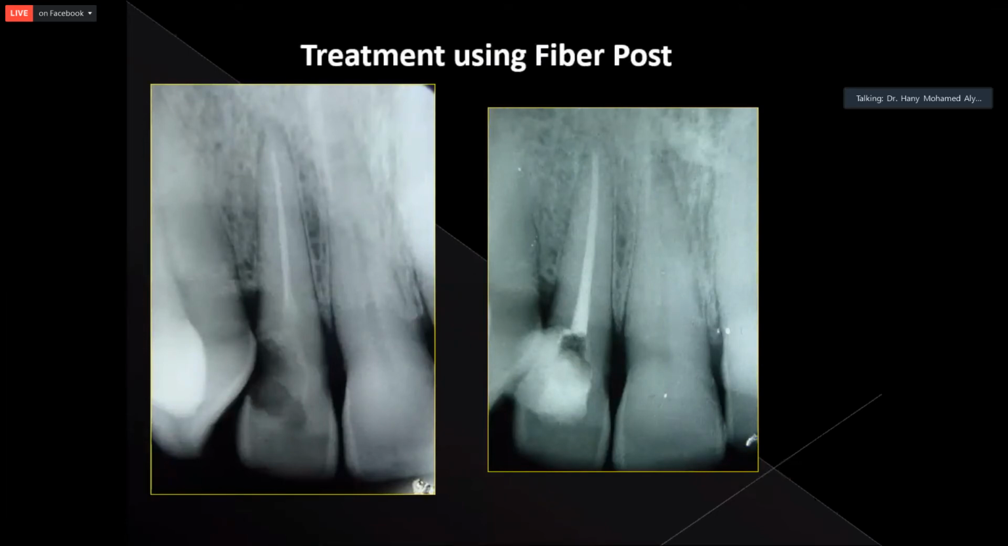This case was my case. This was a maxillary lateral incisor, and then this was a retreatment case, and then I have done a root canal retreatment.